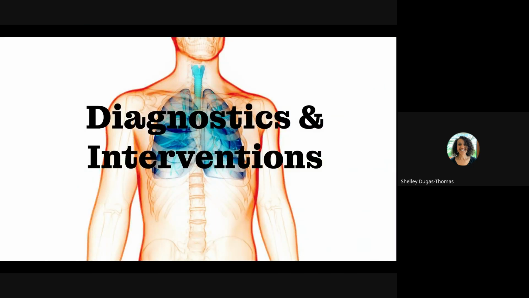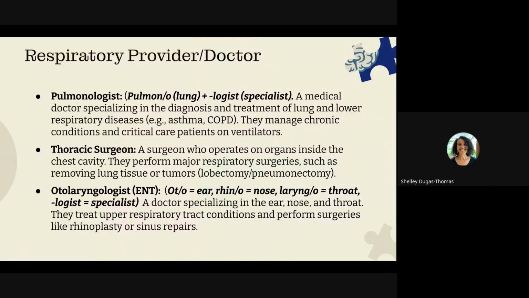And now we're going to get on to diagnostics and interventions. So, the pulmonologist, let's break this down. Pulmon, which is lung, and ologist, that's a specialist. And when we look at otolaryngologist, let's build it. Oto means ear, rhino means nose, laryngo means throat, and ologist means specialist. They're commonly called an ENT doctor, and they cover all three areas of specialty.